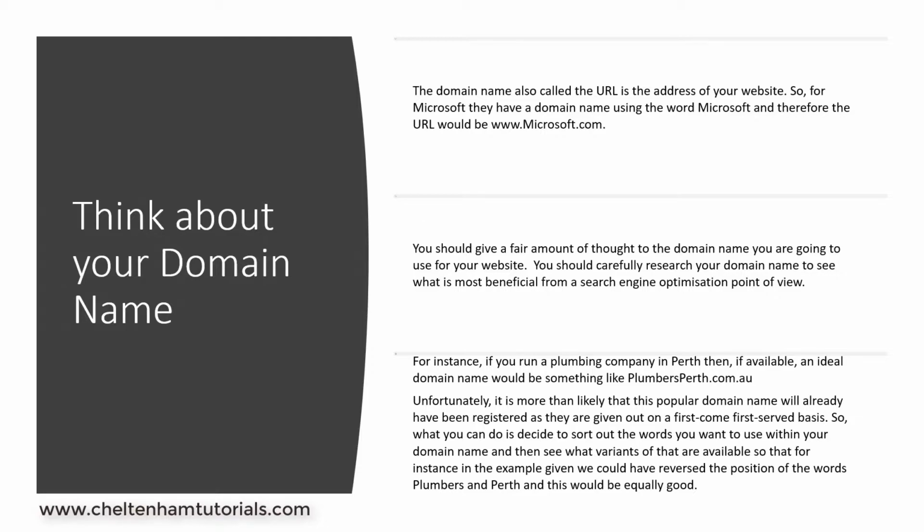So let's say you're thinking of setting up a website for a business that does roof tiling. What you could do is set up the domain name something like rooftilingperth.com or something like that, and that way you have the product or service in the URL as well as a location, which is the best way of doing things.